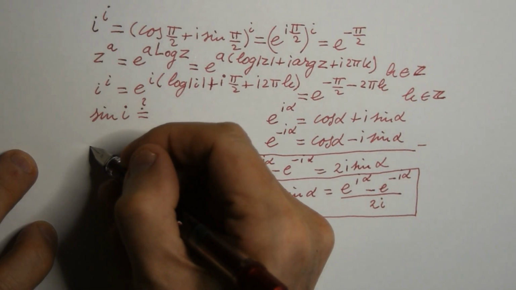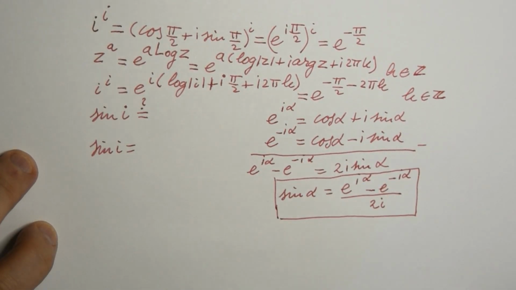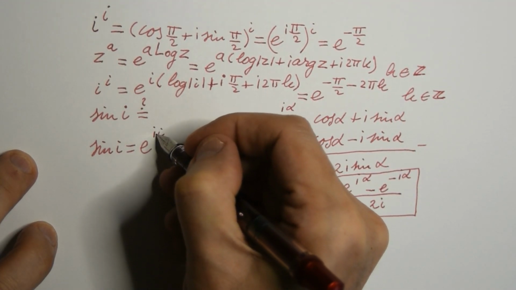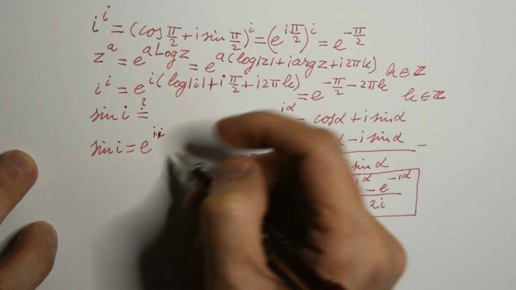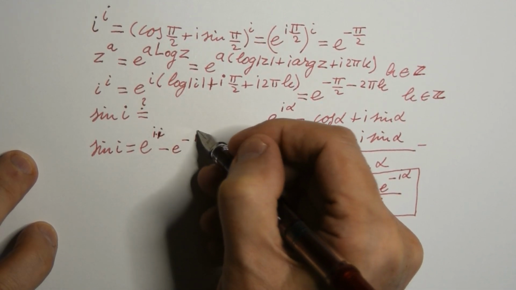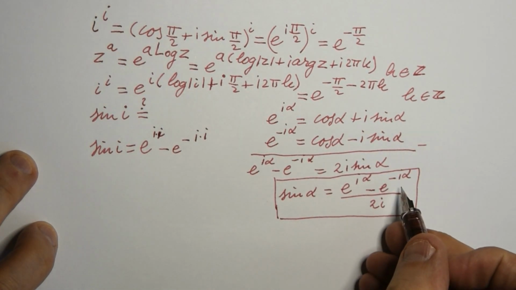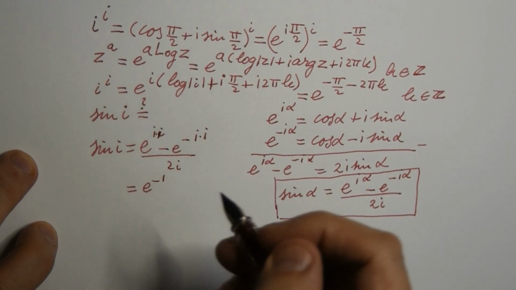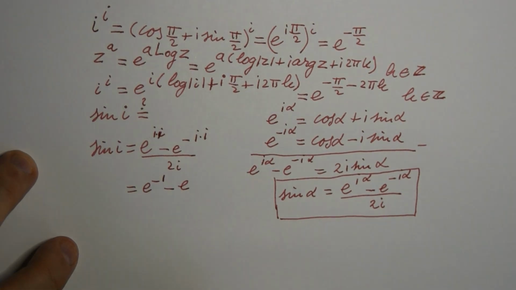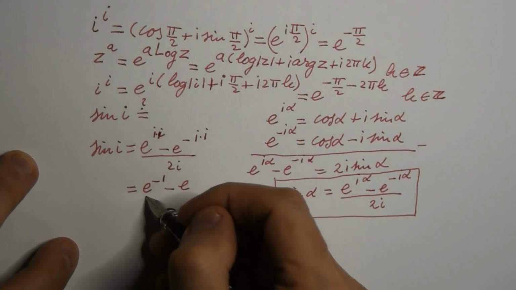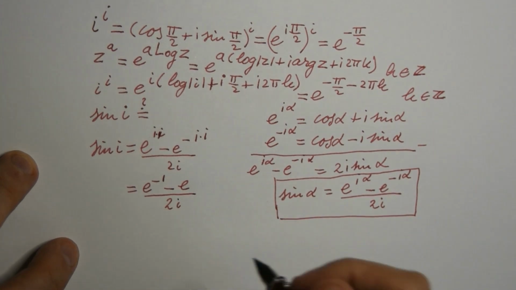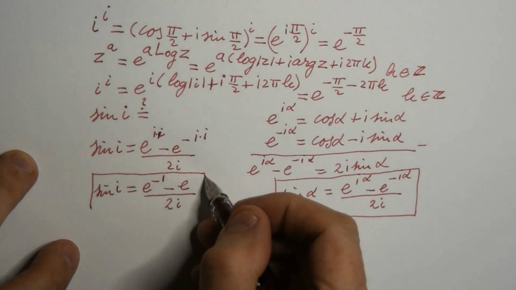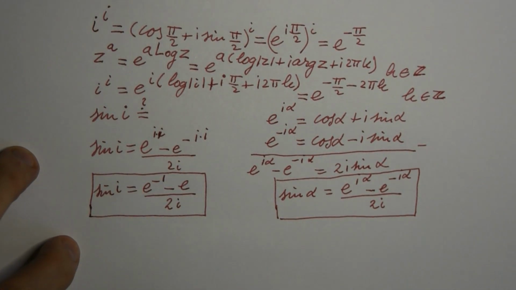So we can write this out. We can go back and say, okay, what is sine i? Sine i is then e to the i alpha, where alpha is in this case i times i, minus e to the minus i times i, divided by 2i. And that gives you (e to the minus 1 minus e) divided by 2i. And that's the value of the primary branch, again, of sine i.